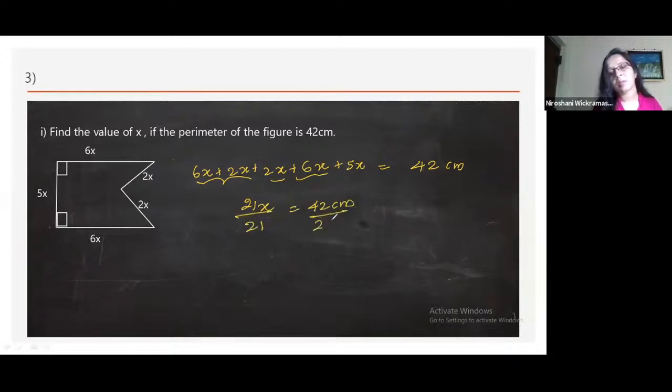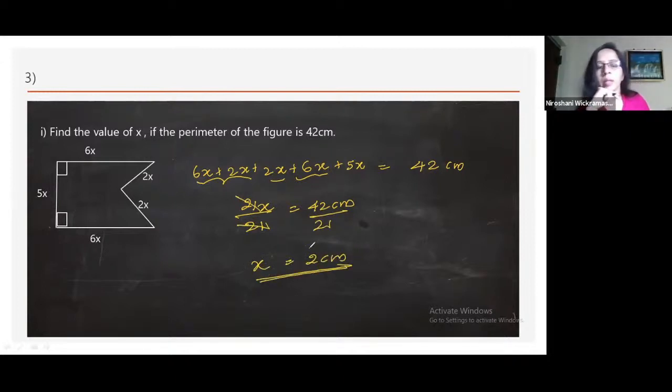21x equals 42. Sorry, 42 here. 42 divided by 21, that is 2 centimeters. Right? Perimeter equals 6x, 2x, 2x, 6x, 5x. They ask us to find x here. Altogether, 6 and 2, 8, and 2, 10, and 6, 16, and 5, 21x equals 42. Both sides divide by 21 to obtain x. x equals 2 centimeters.